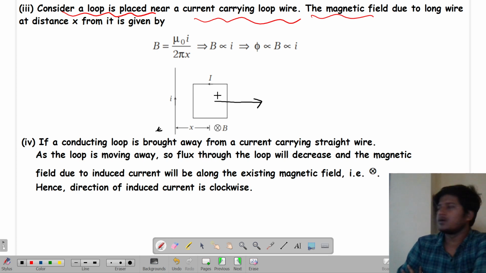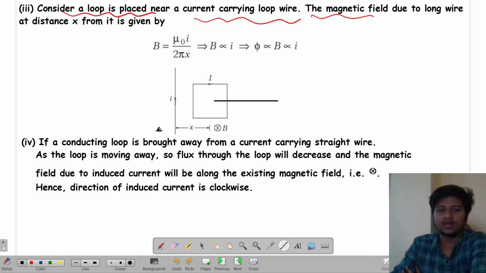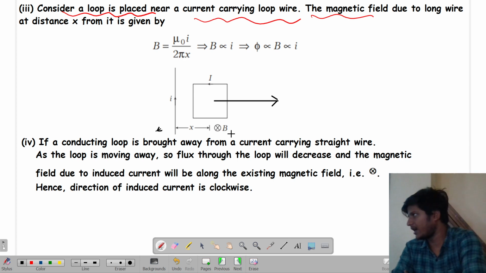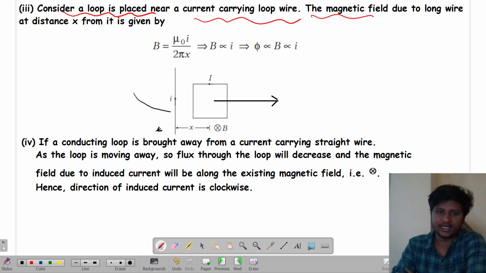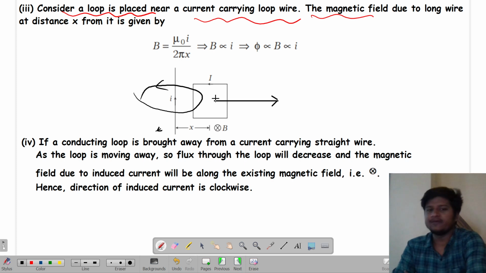Tell me, what is happening over here? This particular conducting loop is getting away from the particular current carrying wire. Now, for this current carrying wire, what kind of magnetic field is it generating? Right or not? If this loop is moved away, what will happen? Flux will start decreasing, or not?